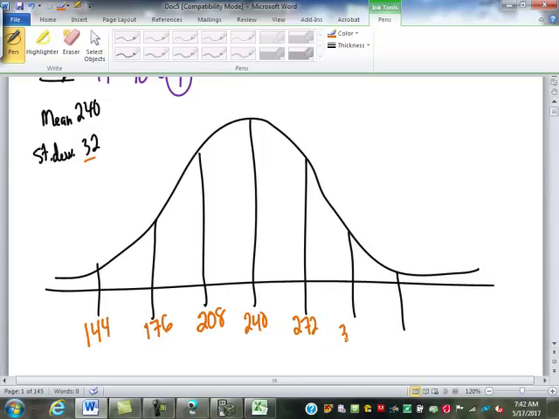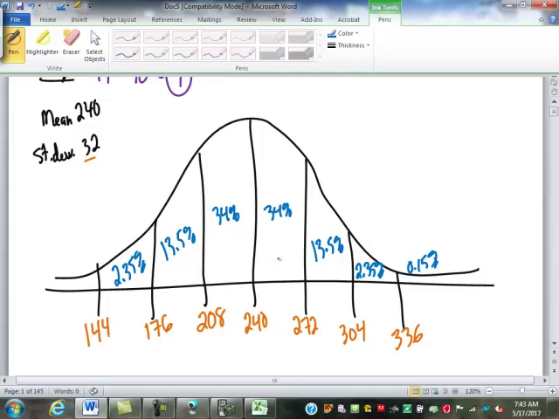Here, 272 plus another 32 is 304. And here, plus another 32 is 336. That's all you had to do for number 4, is fill those in. But I am going to put in these percents here as well. These percents, remember, are standard. They never change. Because we're going to need them down for number 5.